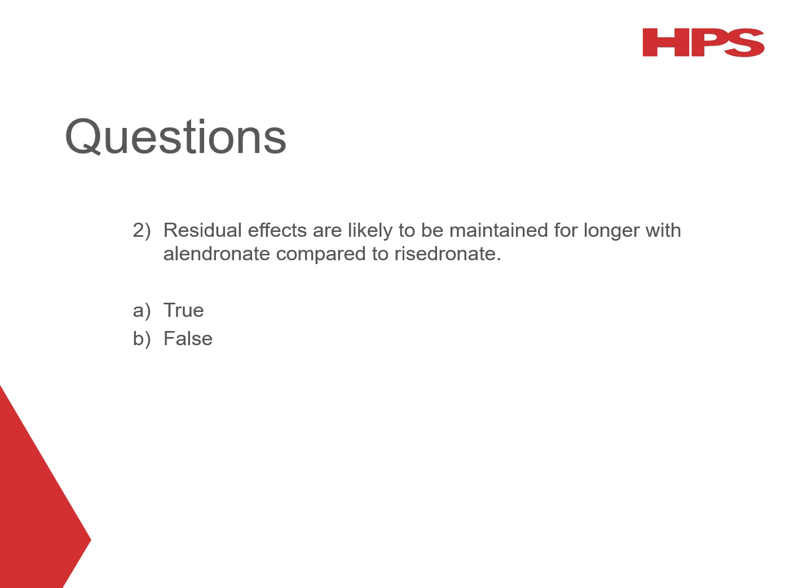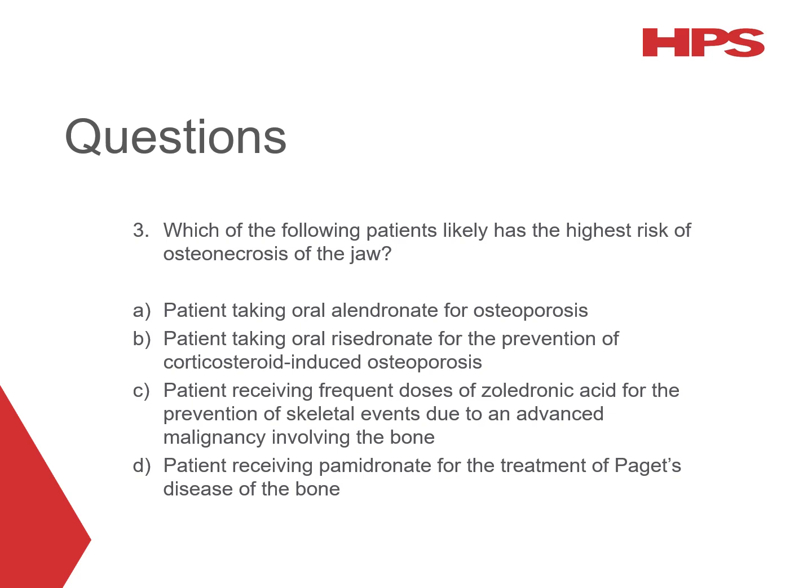And residual effects are likely to be maintained for longer with alendronate compared to risedronate. And the answer would be A, that is true. And which of the following patients likely has the highest risk of osteonecrosis of the jaw? So the answer there would be C, so patients receiving frequent doses of zoledronic acid. So most of the reports of osteonecrosis of the jaw have occurred in patients with cancer who are receiving frequent IV doses, zoledronic acid in particular.